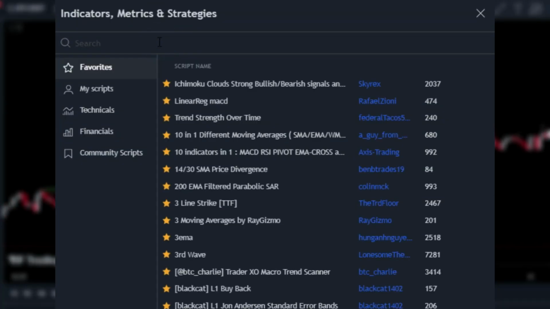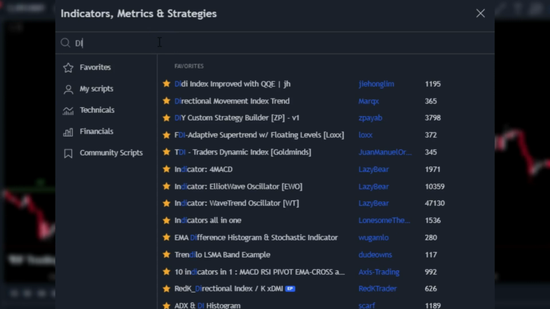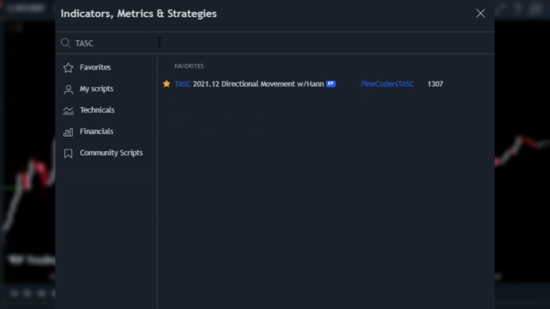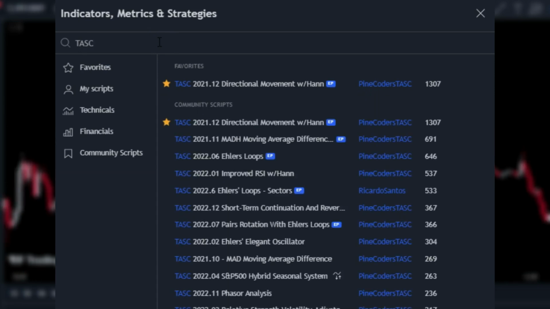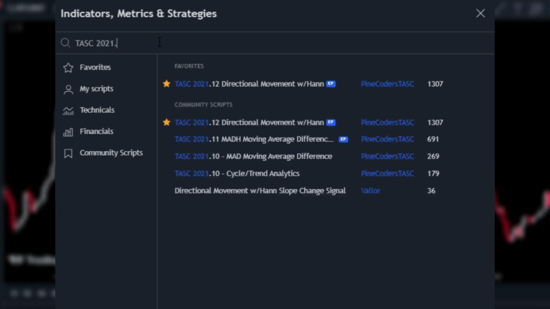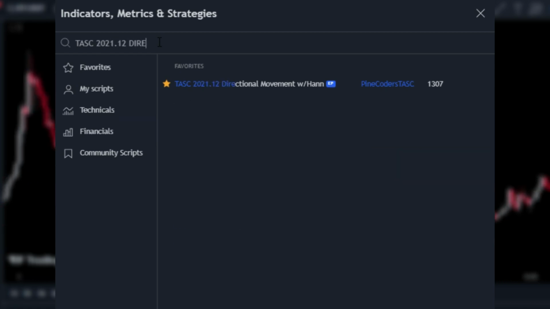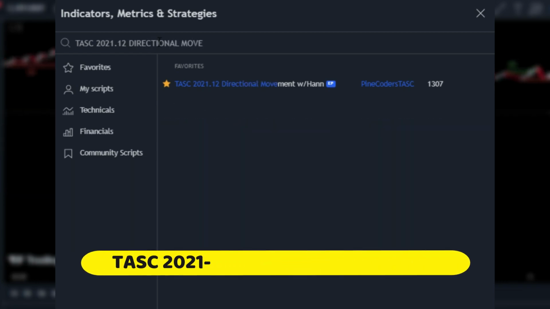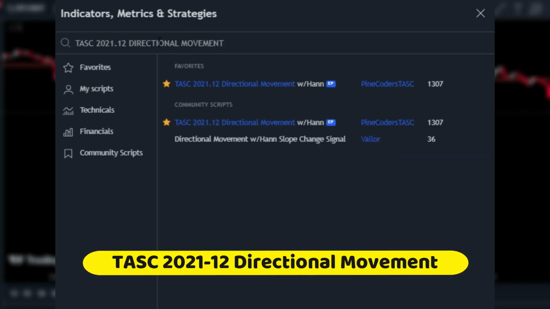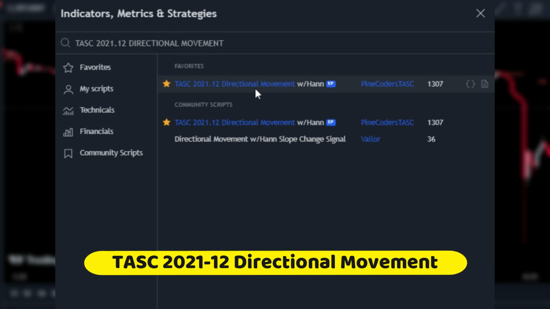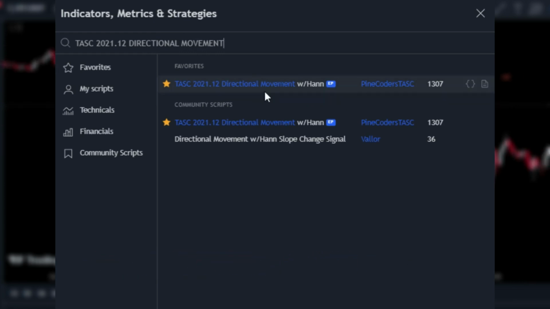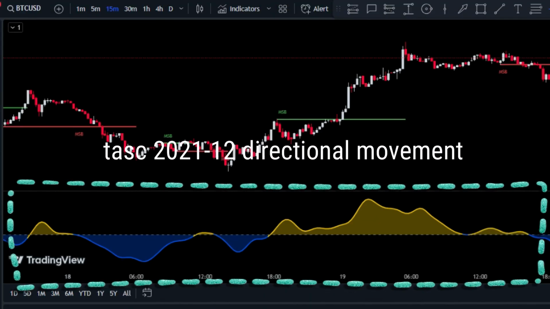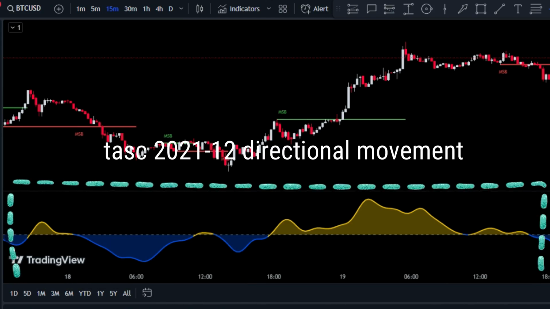Hold on a moment, we need to utilize another tool to detect false breakouts. This tool is one of the best indicators on the TradingView website, known as the TASC Directional Movement Indicator. Now that you've added this tool to your strategy, go ahead and adjust its settings just like I do.